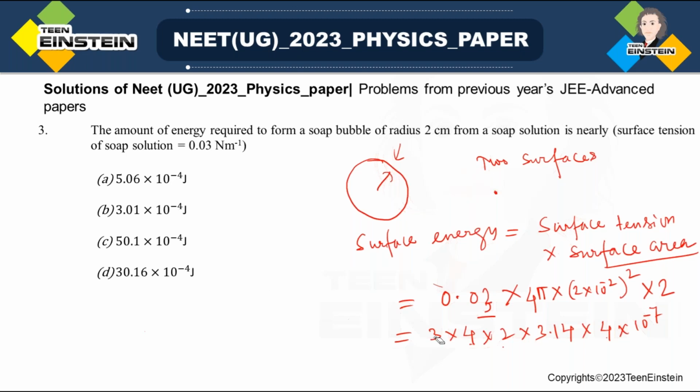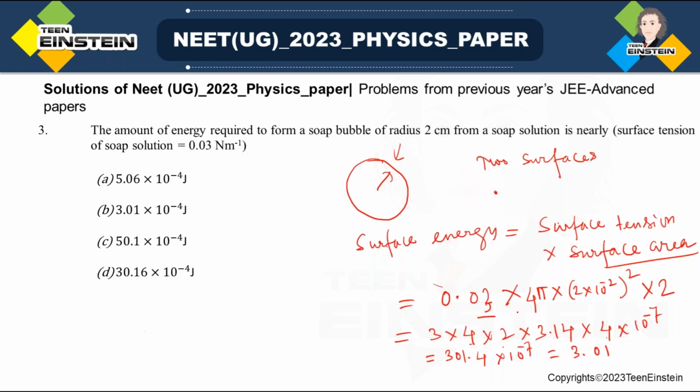See, you would get something if you multiply all the things properly. So you should get 310.4 into 10 to the power minus 7. So this can be written as 3.01.